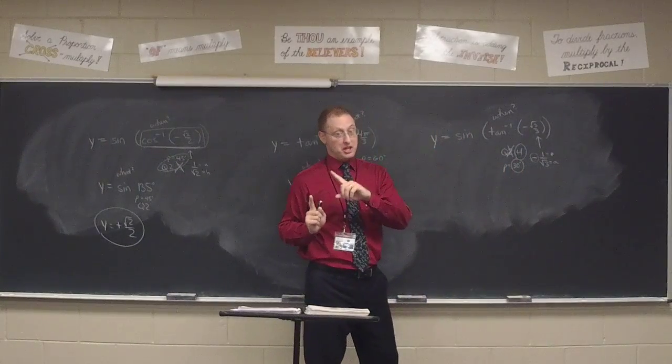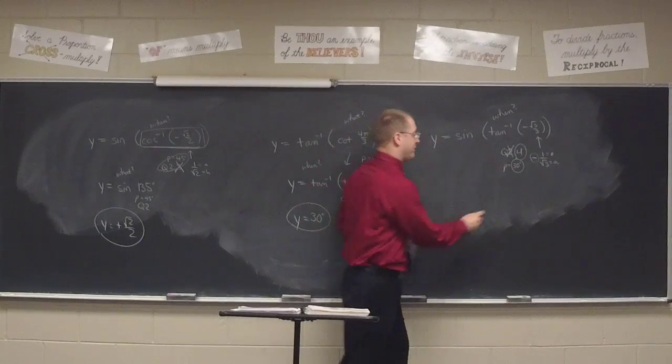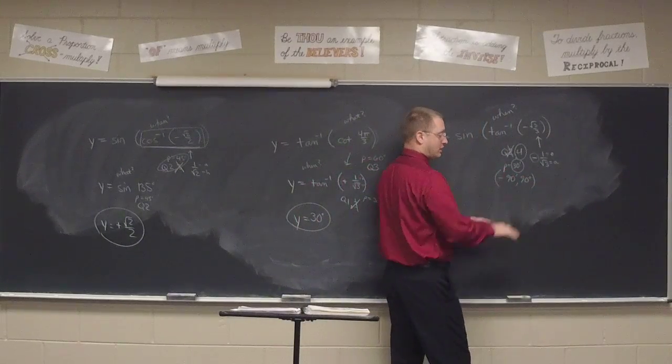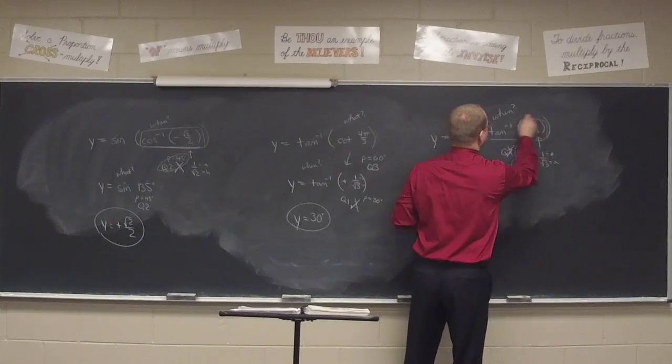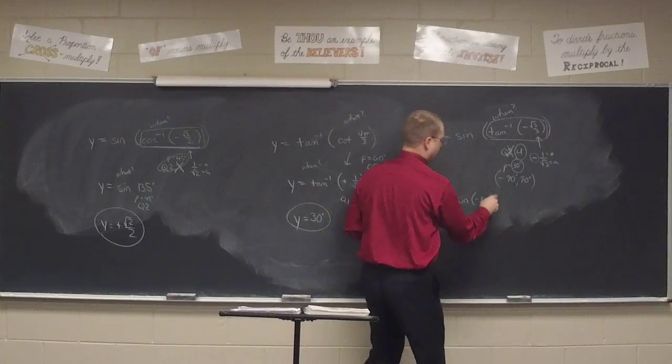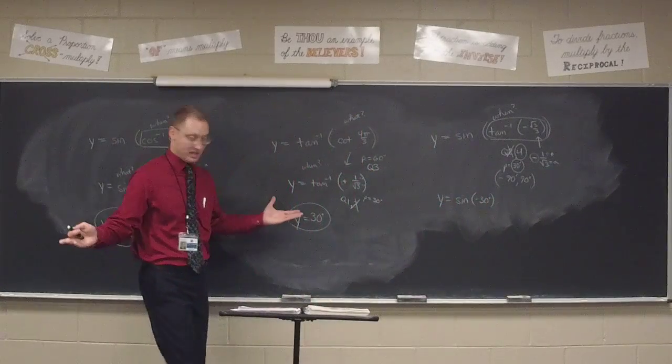Which normally would be 330, but as Quentin points out, if it's negative 90 to 90, I can't say 330. So I'm going to go backwards and say negative 30. So all of this becomes negative 30 degrees. Making sense?